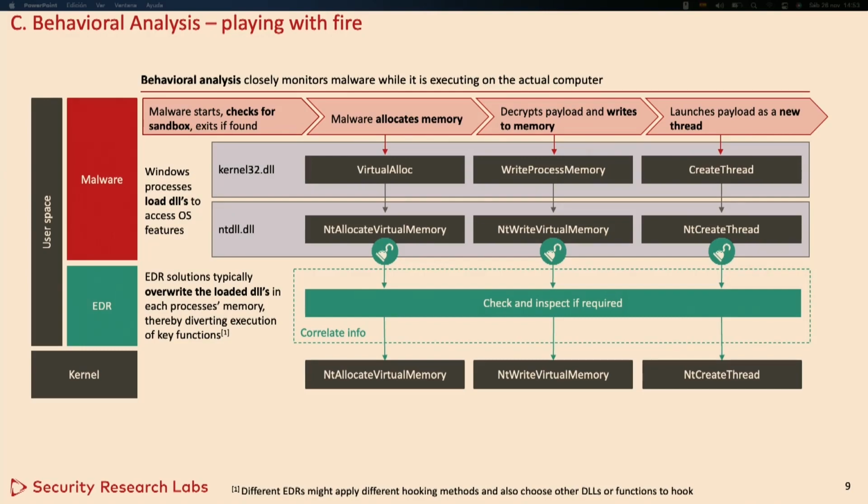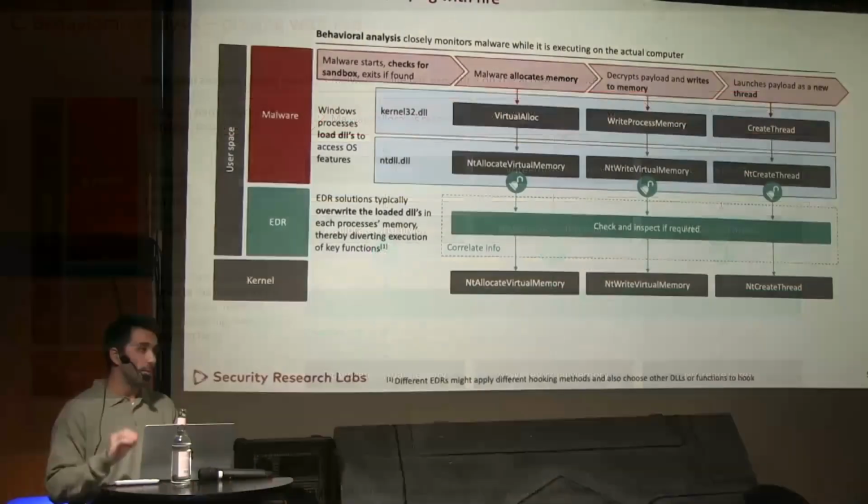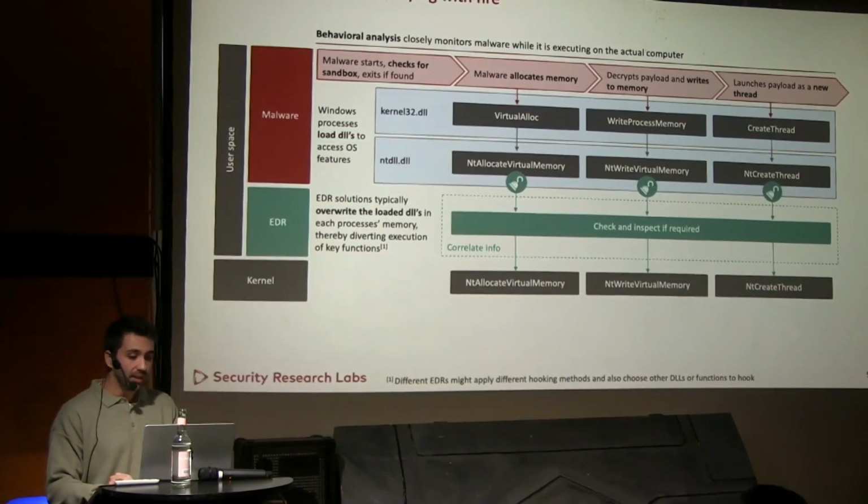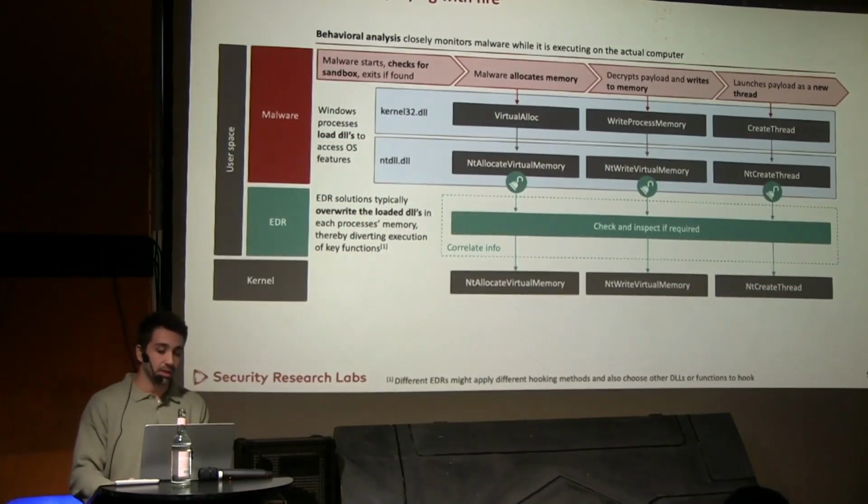You see two things here, Kernel32 and NTDLL. Kernel32 is the abstraction of NTDLL, and NTDLL is the low-level library on which basically most of the libraries of Windows depend. This is the low-level library that interacts with the kernel, and the EDR wants to know what is happening in these low-level libraries.